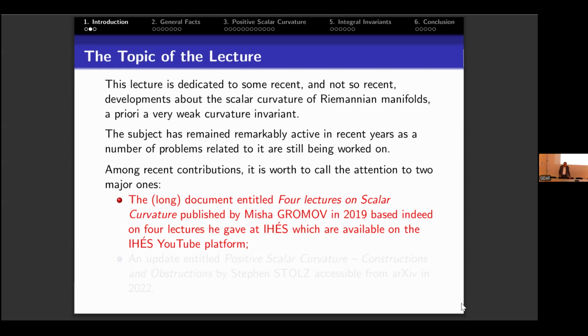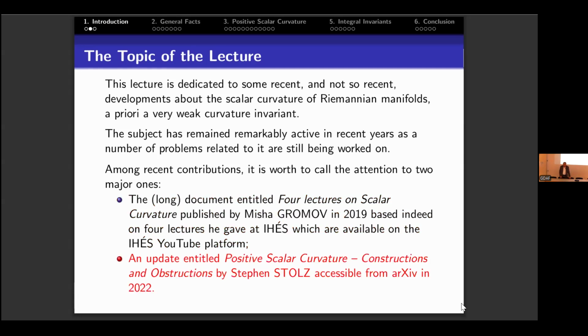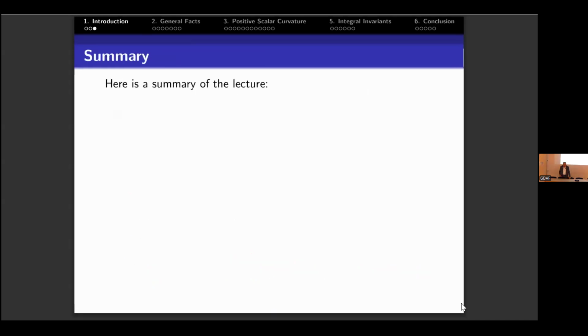Another one, which I've been reading extensively recently, is some kind of a global survey by Stefan Stolz, who has been one of the important contributors, as I will explain, to recent developments, which appeared on arXiv in 2022. So you see it's very much recent. The title is Positive Scalar Curvature, Constructions and Obstructions. Anyway, that's the topic. So the summary is the following.